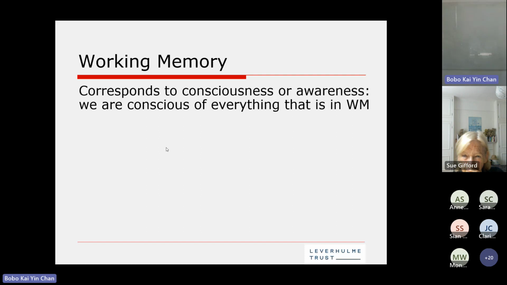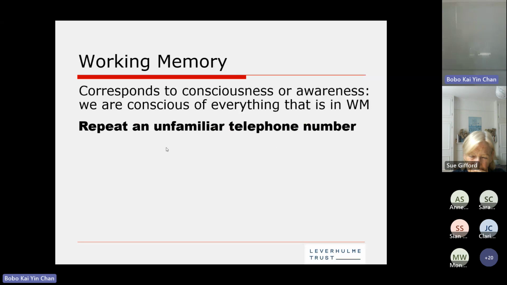So if we rehearse something intentionally, we can keep that information for longer. But if we don't intentionally rehearse it, we're talking about a few seconds as the time scale of working memory operation.